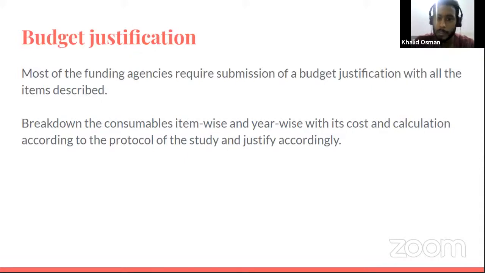Most of the funding agencies require submission of a budget justification with all the items described. Break down the consumables item-wise and year-wise with its cost and calculation according to the protocol of the study and justify accordingly.